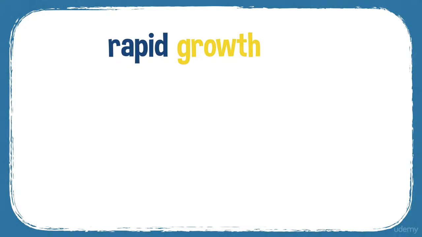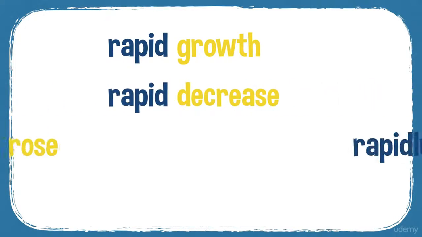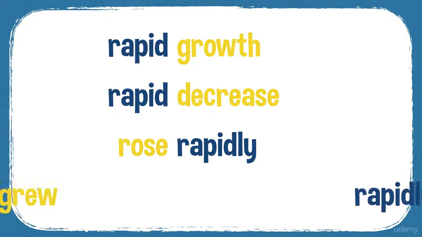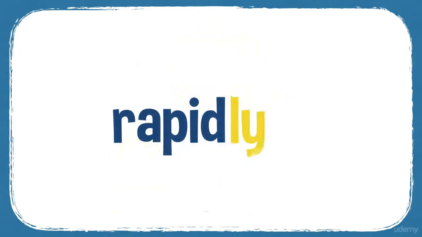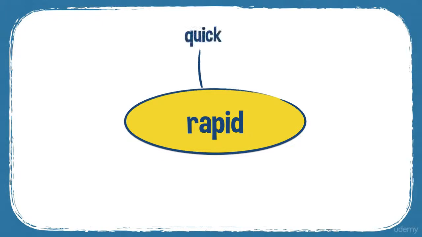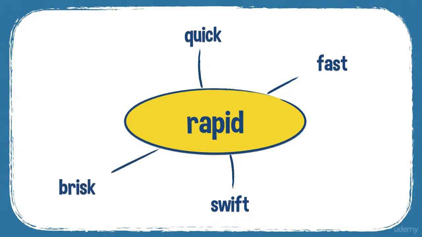So you can talk about rapid growth, rapid decrease, rose rapidly, grew rapidly. And there's the adverb rapidly. Some synonyms for rapid: quick, swift, fast, and brisk. We often talk about people going for a brisk walk, if they're going to have a rapid walk, but maybe short as well.